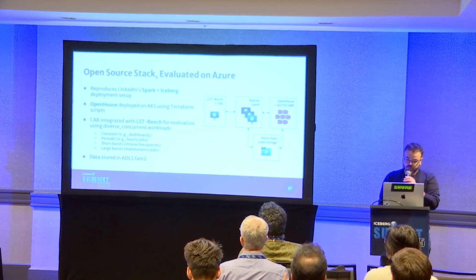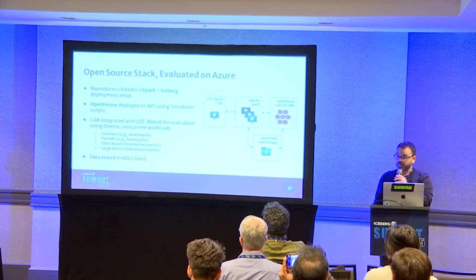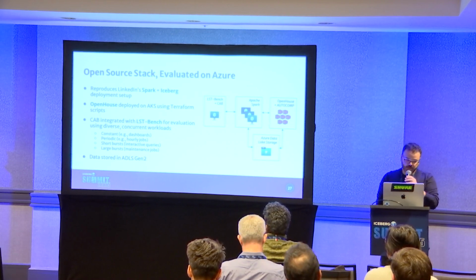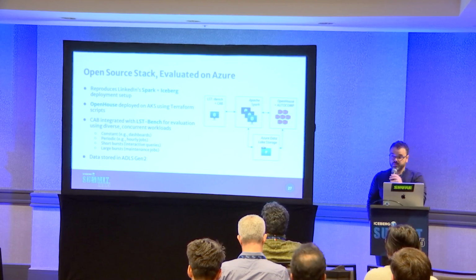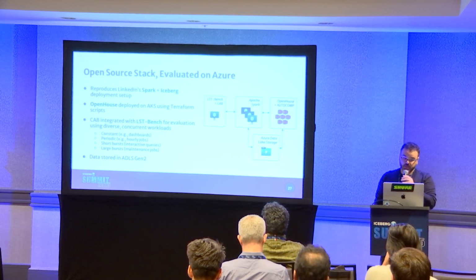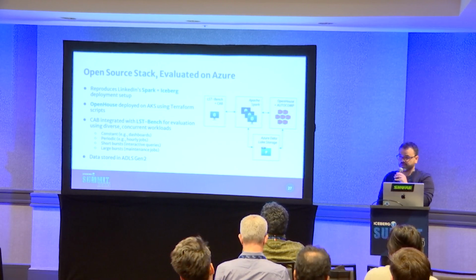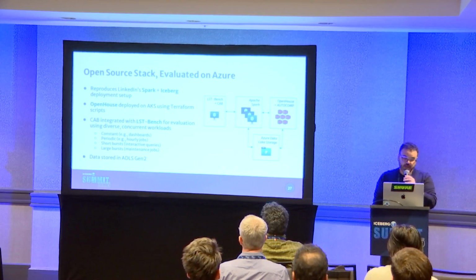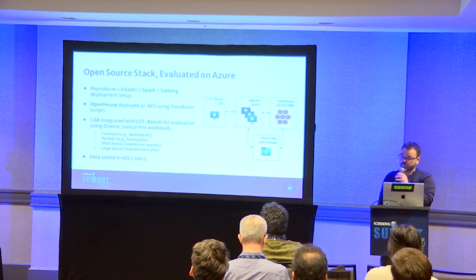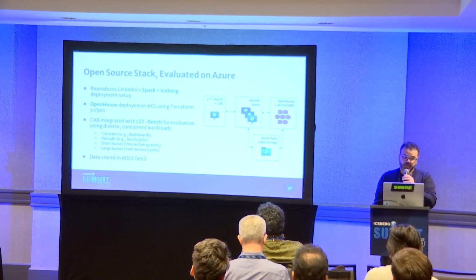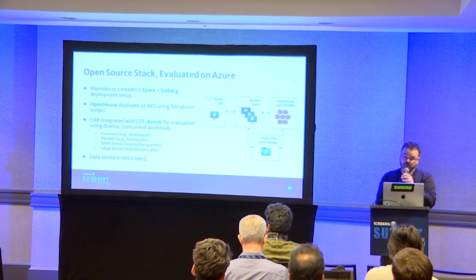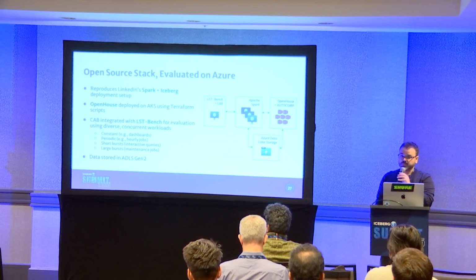So what we did here is that we mirror a LinkedIn deployment running on Azure. So you can see there that you'll have your Spark and Iceberg deployment. We also deployed Openhouse on Kubernetes using the Terraform scripts that are provided by the project. And in order to run the workloads, what we use is LST Bench. So LST Bench is a benchmarking tool for table formats that we develop at Microsoft, and we integrated it with CAB. So CAB stands for Cloud Analytic Benchmark.